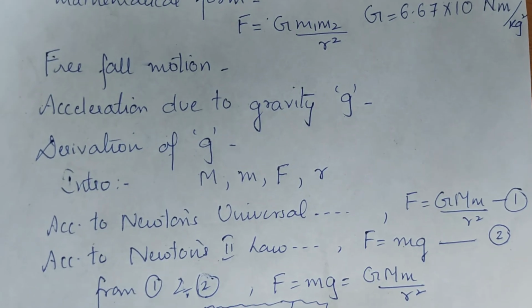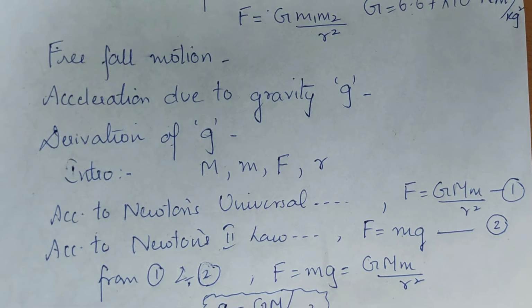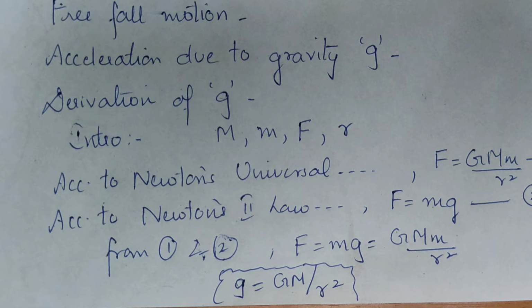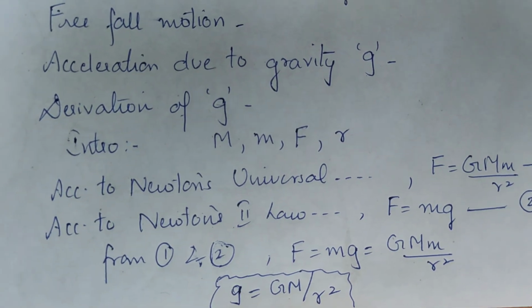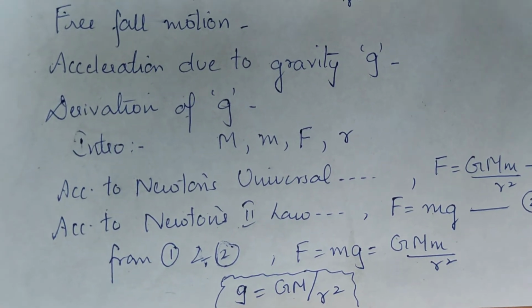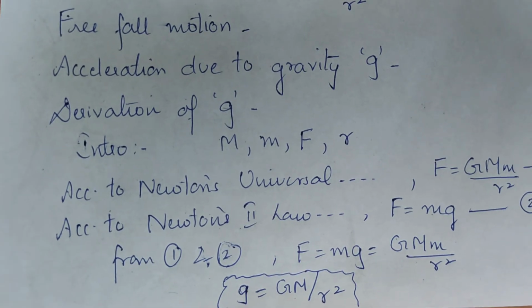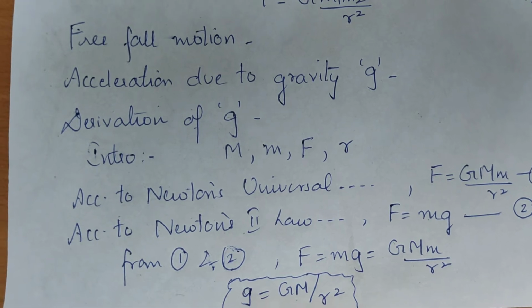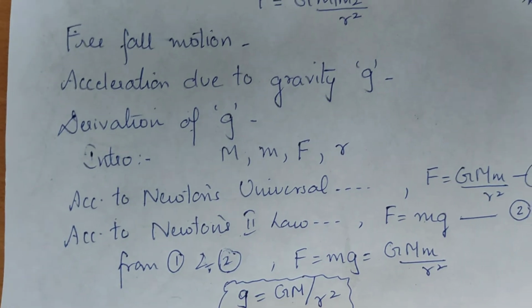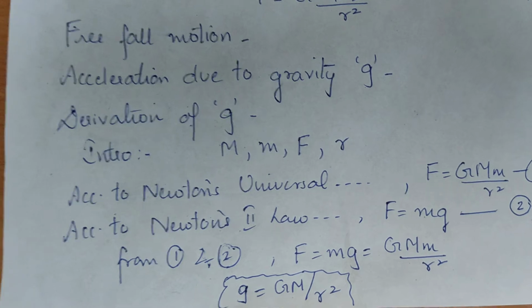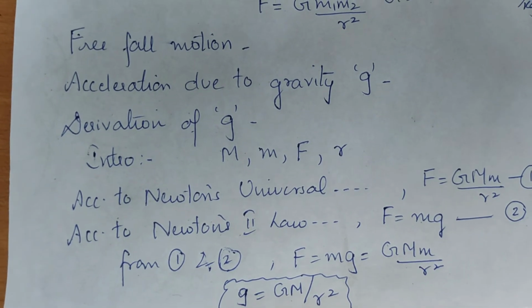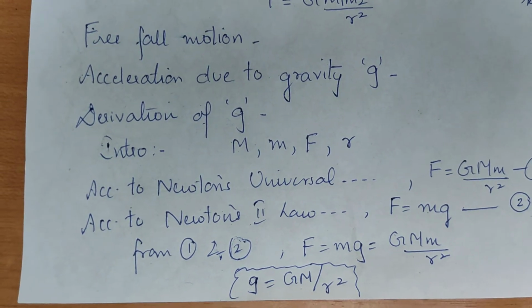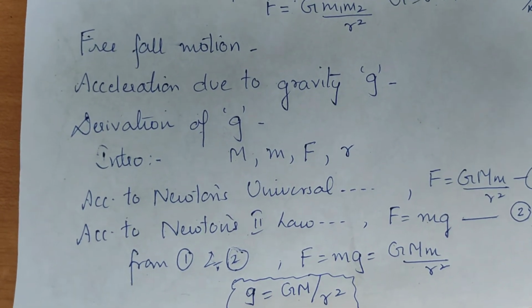Now comparing 1 and 2, we get F is equal to mg is equal to G M m over r square. So small g is G M over r square. So finally, we have derived an expression for small g, that is acceleration due to gravity. And from this expression, you can answer various questions like state the factors on which small g value at any point depends, and how it depends on those factors, like what happens to the value of small g when the distance from the center of our Earth is doubled or tripled, or it becomes 4 times.